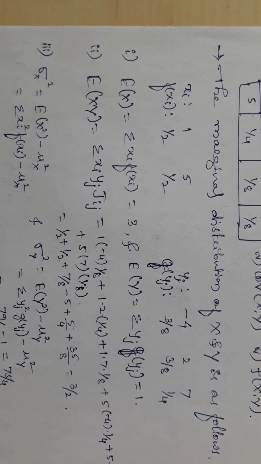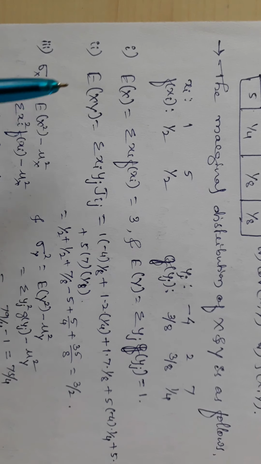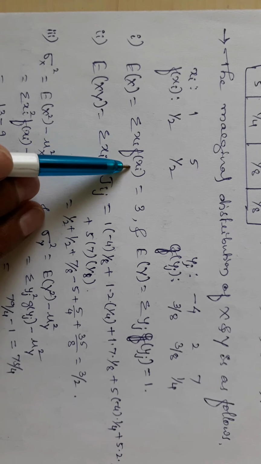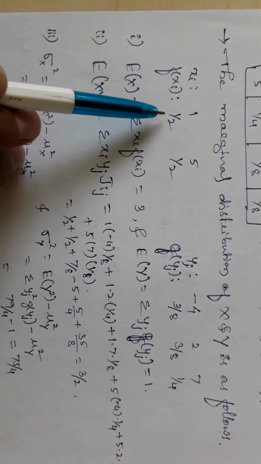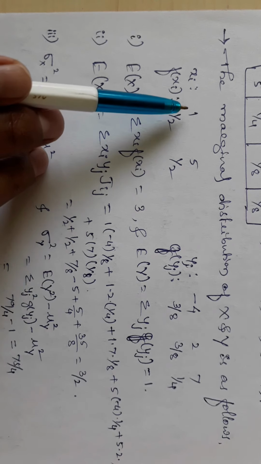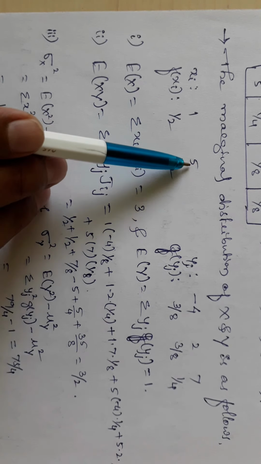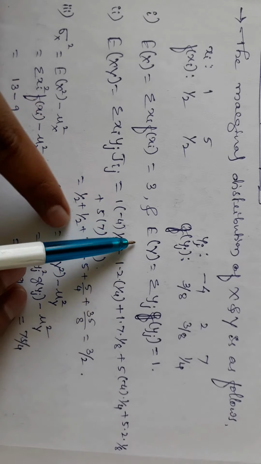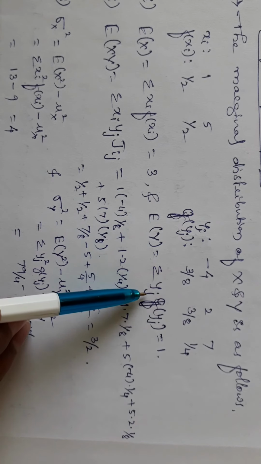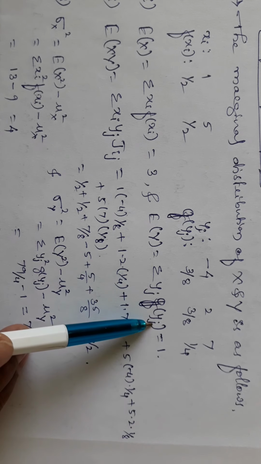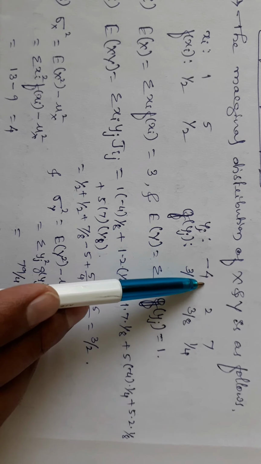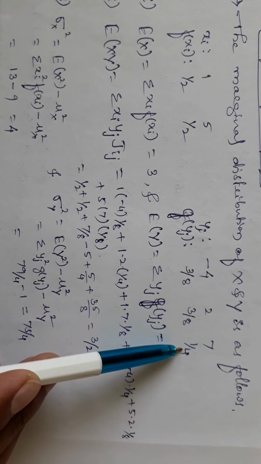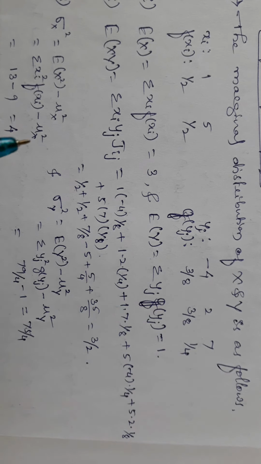Now we need to compute the expectation of x and y. First, the expectation of x. We have the formula summation of xi into f of xi, that is x1 into f of x1 plus x2 into f of x2, and we get 3. Similarly, the expectation of y, that is the sum of yj into g of yj: minus 4 into 3/8 plus 2 into 3/8 plus 7 into 1/4, we get the value 1.